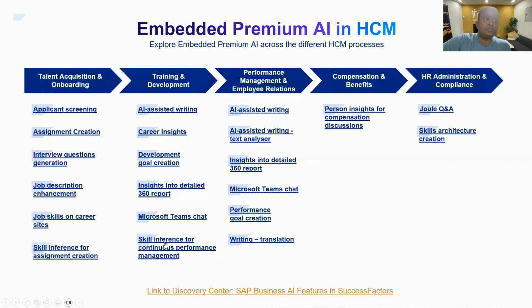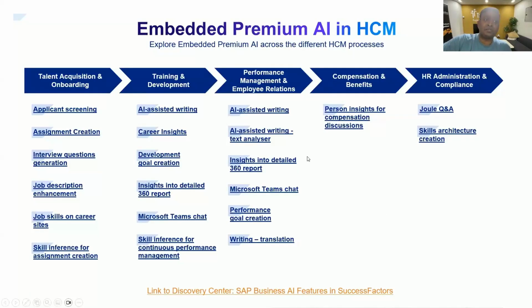Of course, it's also used to do skill inference based on data in continuous performance management. Continuous performance management is a place where you create tasks related to your goals and update and interact with your manager on a day-to-day basis within this tool. Based on that interaction and the content of the interaction, the system infers what skills you may have, and then that gets presented back to the employee to accept or not accept the recommendation.